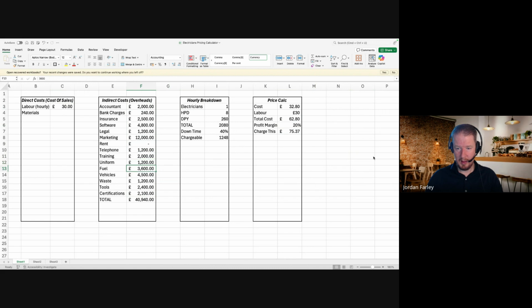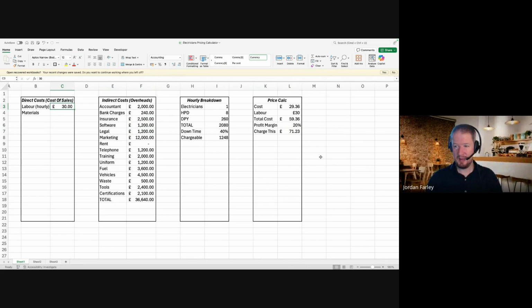what else can we knock on the head? I mean, I think all of these are pretty reasonable. Like if you've got a van, 400 quid a month on a lease, that's about right. You might spend a bit less on waste. Tools is probably about right. Certifications is probably about right. Software might be a bit less if you're using Tradeify or something. Maybe it's going to be about that. But even so, you need to be charging at least 70 quid an hour to basically take home 30 quid an hour.